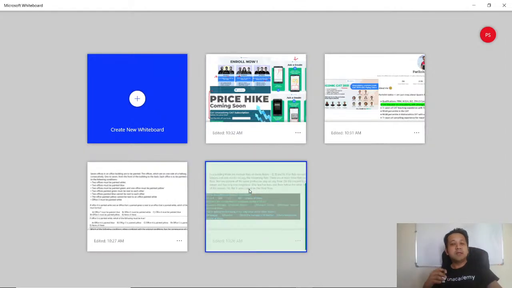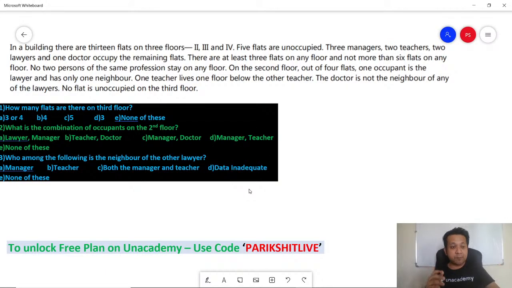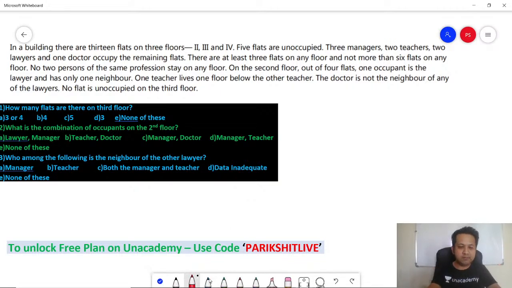Okay, let's take up the first question from a previous year CET paper. Okay, let's have a look. This is from a previous CET paper. Very interesting question. In a building, there are 13 flats on 3 floors: 2, 3 and 4. So let's write it down: floor 2, floor 3 and floor 4.